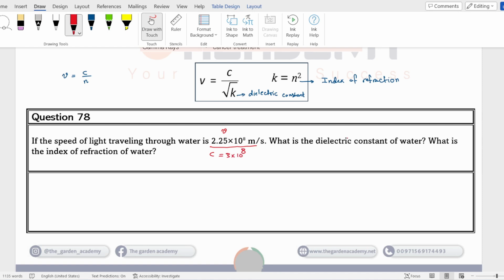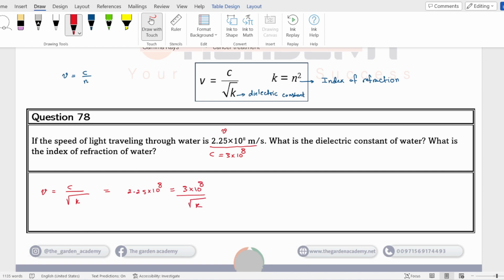طالب منا أولاً dielectric constant اللي هو k, and then we need to find the index of refraction of water اللي هو n. How can we do that? We start with v equals c divided by the square root of k. Now we plug in the values we have, which is 2.25 times 10 to the power 8 equals 3 times 10 to the power 8 على square root of k.